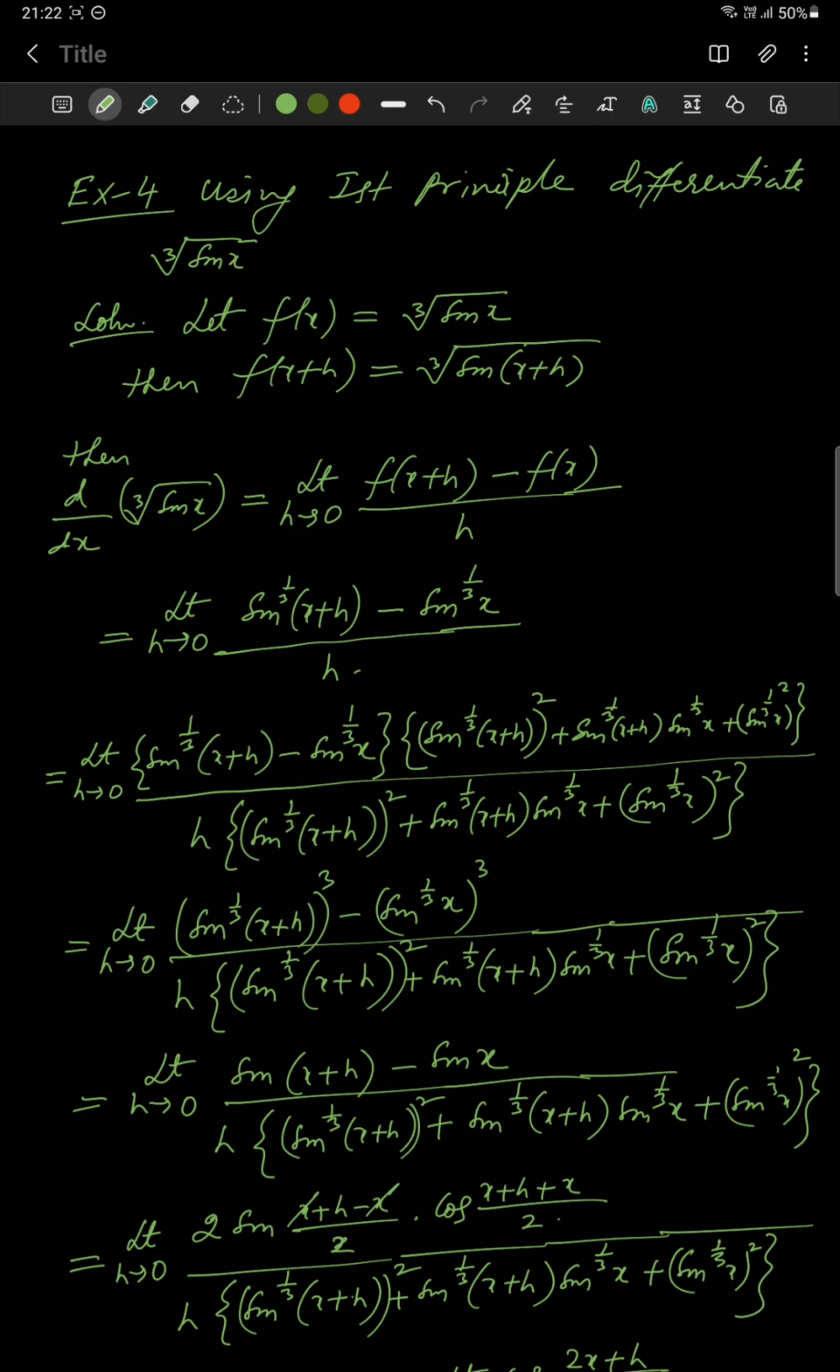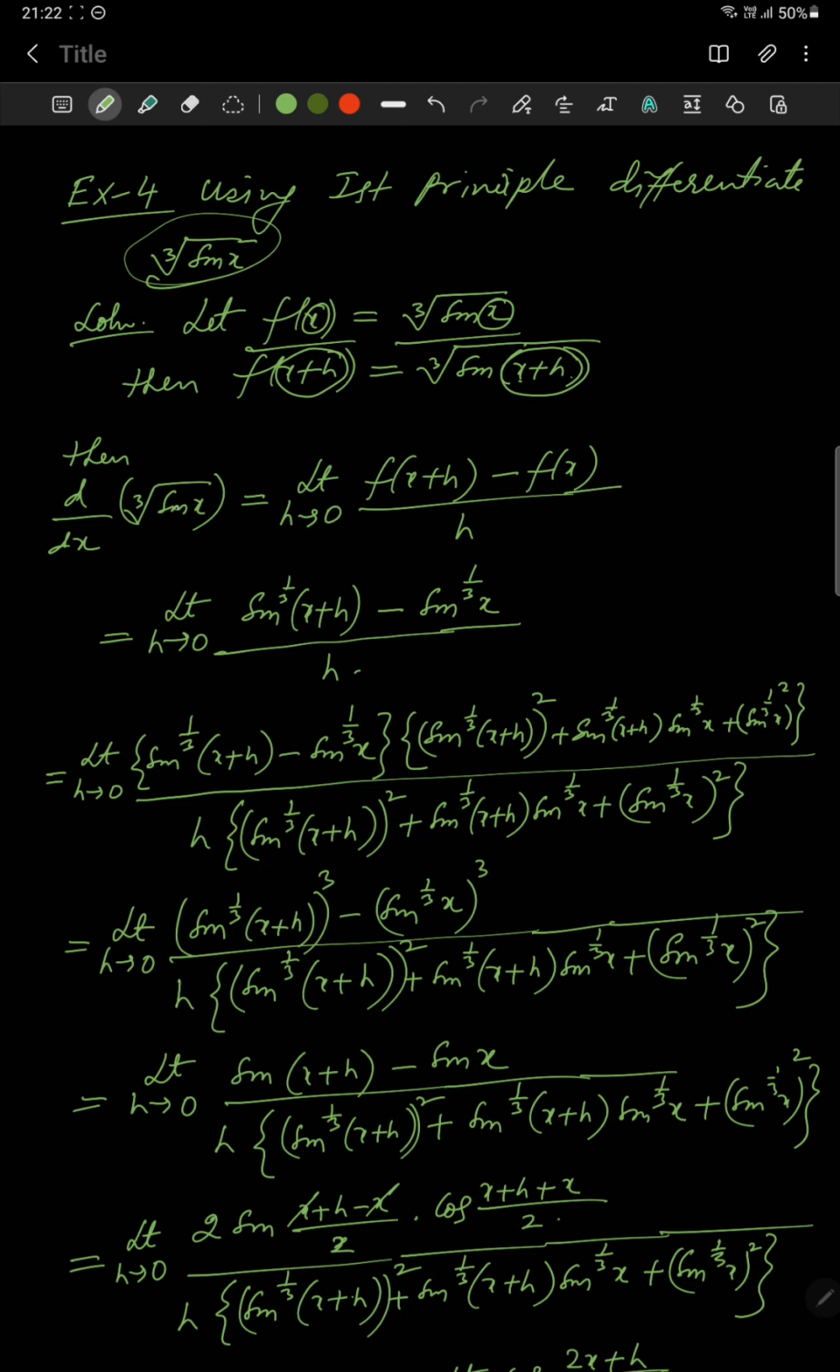Okay, students, example number 4 says: using first principle, differentiate cube root of sin x. So this again, we have taken f(x) equal to cube root of sin x. In place of this x, if I am writing x plus h, then it should be cube root of sin(x plus h).